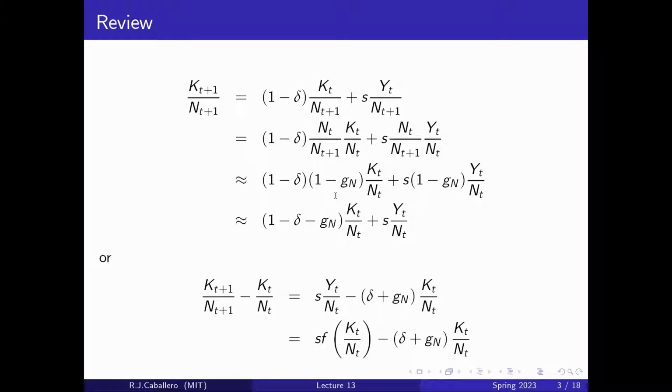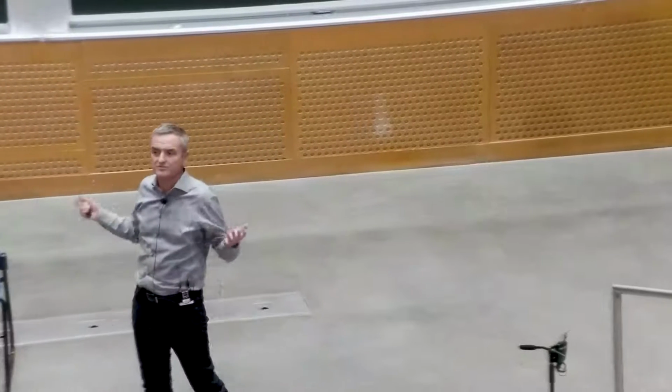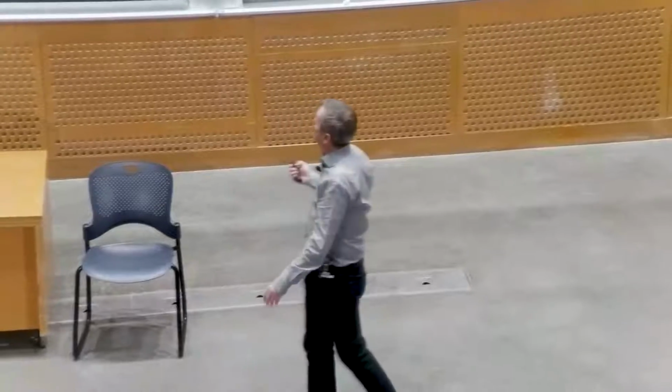And this is a second approximation going from this line to this line, in which we did the following. It said, okay, this is equal to 1 minus delta minus gn plus delta times gn. But the delta times gn is the multiplication of two small numbers, so I said assume that is close to 0.